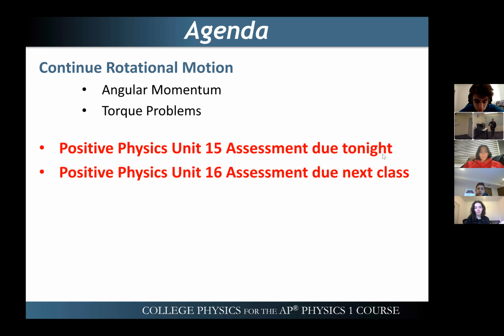So just keep the same time, but the next time we have class, it'll be due that night. And that one is on angular momentum and rotational inertia, the other things that we've been talking about in addition to torque. So we've covered most of it. This is the last topic, angular momentum, that we need to cover. Any questions about timelines, deadlines, due dates?